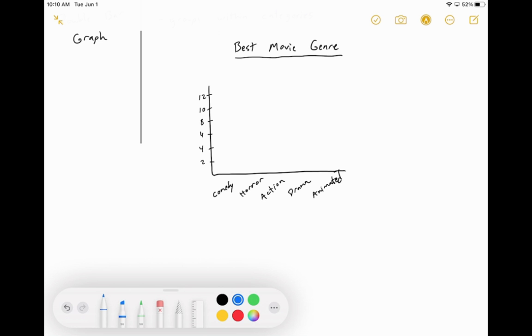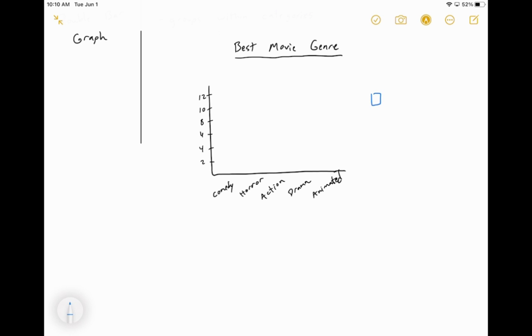Now let's just pretend that I asked you, but I asked between boys and girls. So I want to know the difference, not just who was the favorite, but also which one between boys and girls. So I'm going to do a double. I'm going to do one color which is boys and one color which is girls.